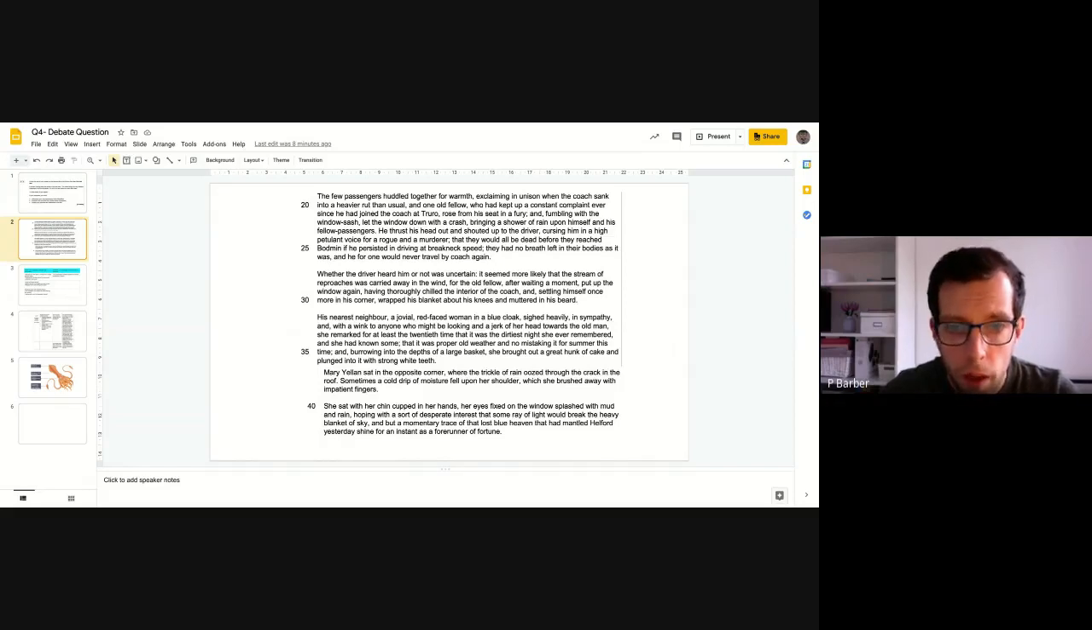His nearest neighbour, a jovial, red-faced woman in a blue cloak, sighed heavily in sympathy, and with a wink to anyone who might be looking and a jerk of her head towards the old man, she remarked for at least the 20th time that it was the dirtiest night she'd ever remembered, and that she had known some, that it was proper old weather and no mistaking it for summer this time. And burrowing into the depths of a large basket, she brought out a great hunk of cake and plunged into it with strong white teeth.